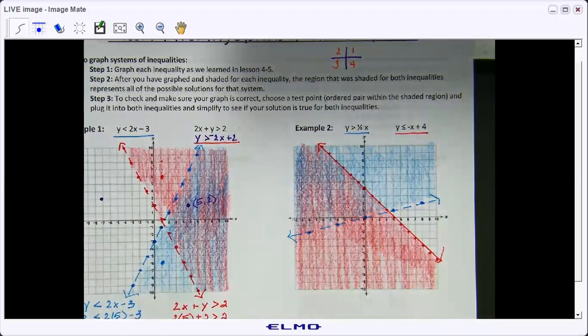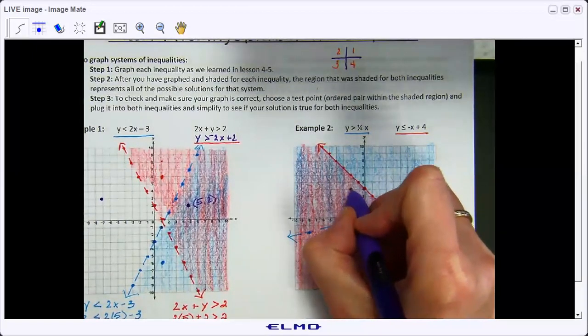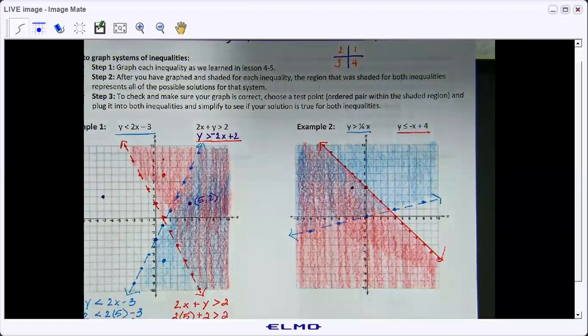So somebody give me an ordered pair that would be a solution to both inequalities. 3, negative 4. Not 3, negative 4. Negative 3, 4. Yes, up here, negative 3, 4 would be a solution. Anywhere within that region. Okay, any questions? All right.